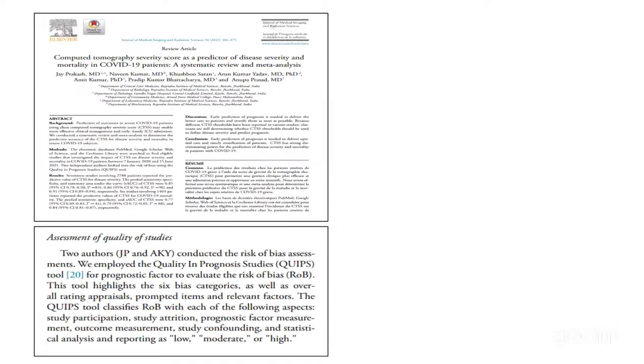Now again, how do we write the quality of a study? I wrote clearly here, assessment of the quality of a study. You have to mention that two authors conducted the risk of bias assessment separately. And after that, you also have to show the analysis of the risk of bias, that this study has this percentage of risk of bias, whether it lies in the low, moderate, or high risk of bias category.